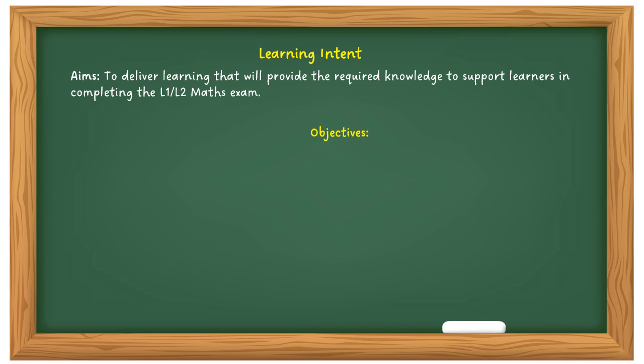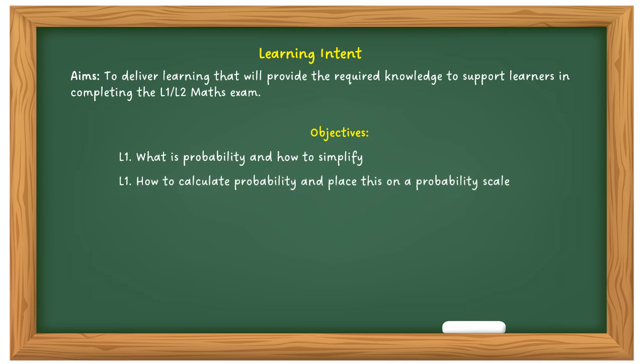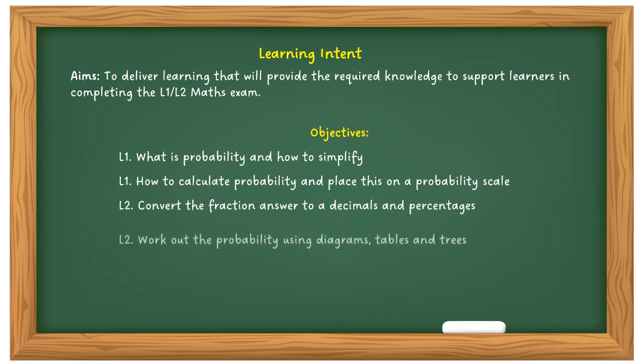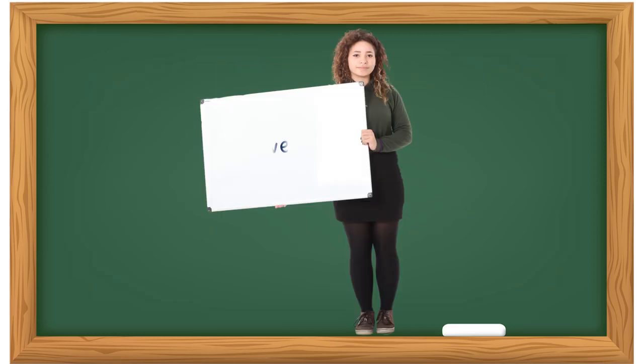Today's objective in this session is to find out what probability is and how to simplify it, how to calculate probability and place this on a probability scale, convert the fraction answer to a decimal and a percentage, and work out the probability using diagrams, tables and trees. Now let's look at level 1.